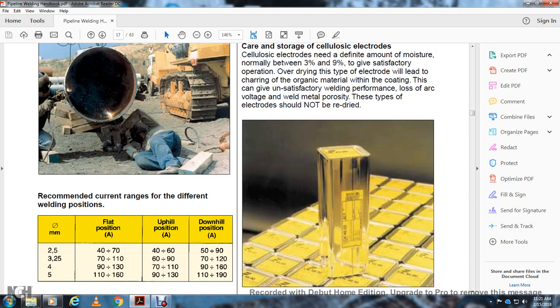Recommended current ranges for the different welding positions, by electrode diameter in millimeters. 2.5 millimeters: 40 to 70 flat position, uphill position 40 to 60, downhill position 50 to 90. 3.25 millimeters: 70 to 110 flat position, 60 to 90 uphill position, 70 to 120 downhill. 4 millimeters: 90 to 130 flat position, 70 to 110 uphill, and 90 to 160 downhill. 5 millimeters: flat position 160, 110 to 160 uphill, 90 to 130, 110 to 190.